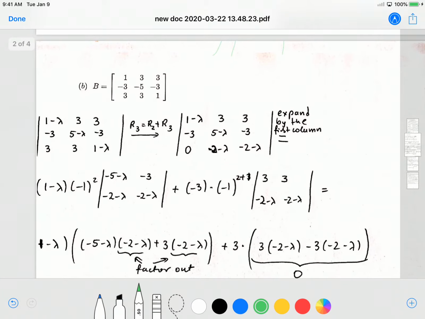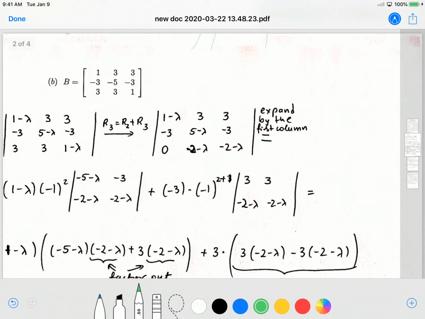So for the given matrix B, first we are trying to find eigenvalues. So we need to set up that the determinant of the matrix A minus lambda identity is equal to 0. We need to solve this equation, right?